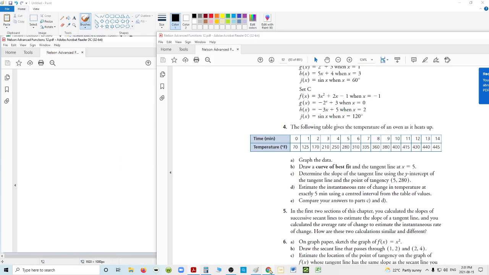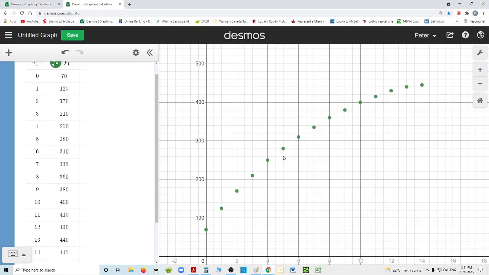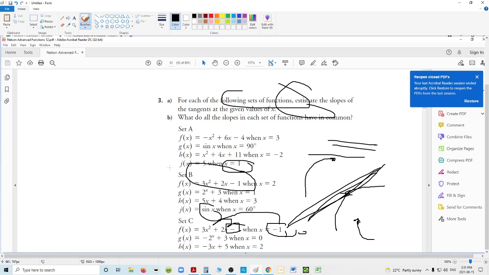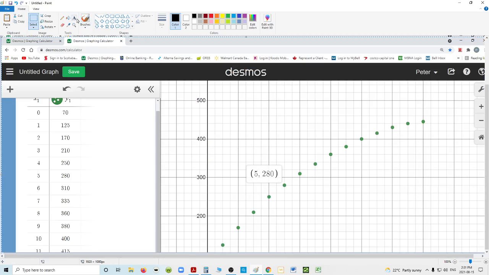And then they want you to draw a curve that best fits the tangent line of x equals 5. Well, x equals 5 is right here. Okay. So if I was to take a picture of that and do it old school, it would be for this. And I would probably do it something like that. Close? No, it's a little off. Yeah, it's close there.